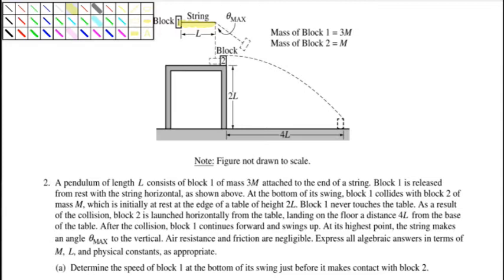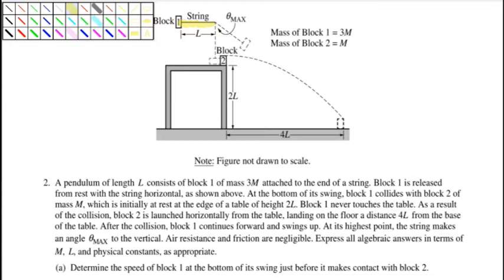Block 1 is released from rest with the string horizontal as shown above. At the bottom of its swing, block 1 collides with block 2 of mass m, which is initially at rest at the edge of the table of height 2L. Block 1 never touches the table. As a result of the collision, block 2 is launched horizontally from the table, landing on the floor a distance 4L from the base of the table.